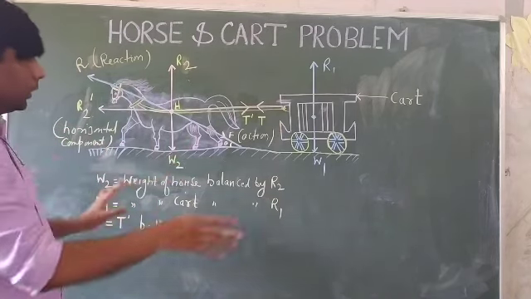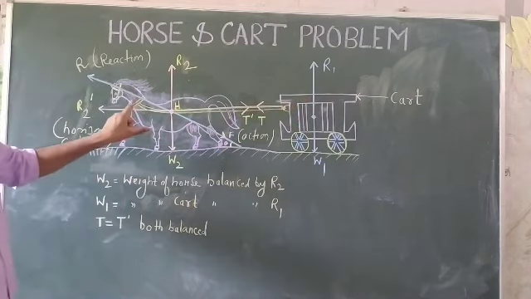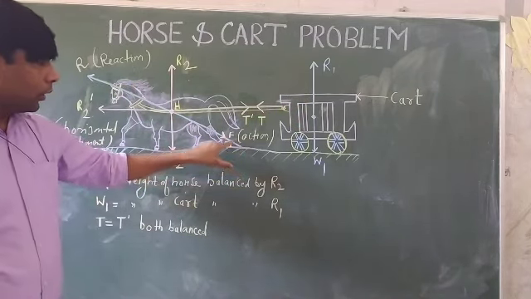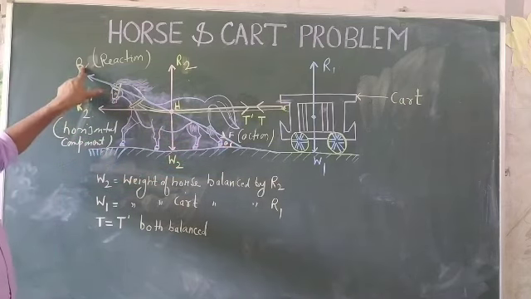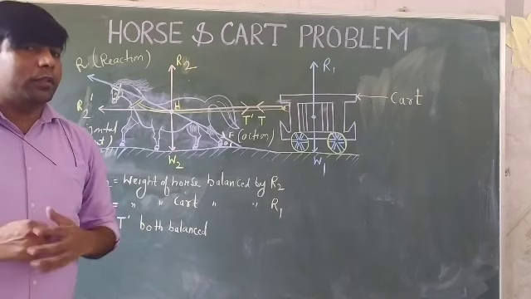Now overall, see, these two are cancelled. This is balanced, this is balanced. What is remaining here? That is the force applied by the horse on the ground at an angle theta, and the reaction force we are getting, that is R. This reaction force is remaining. It is not getting cancelled out.